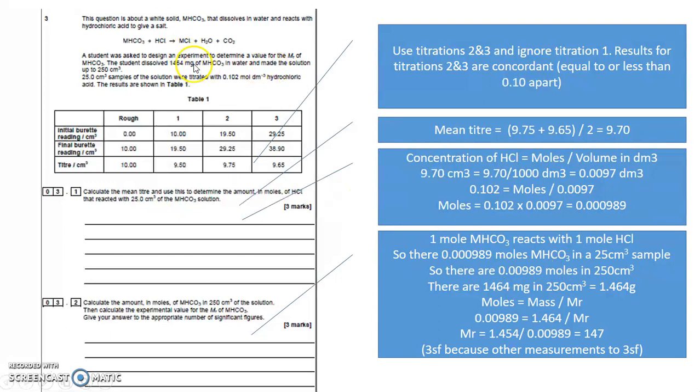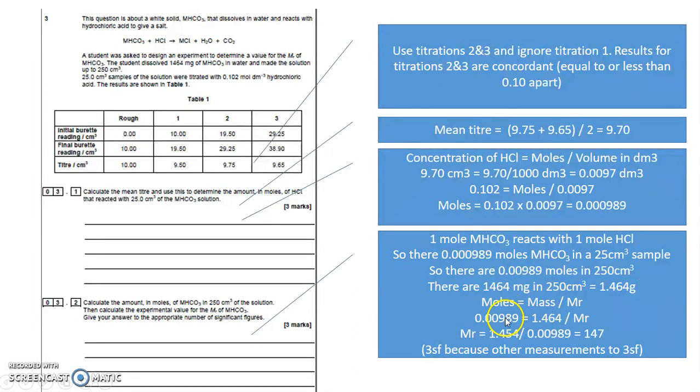What else do I know? Well, I know that I've got 1464 milligrams of the MHCO3 in there. I convert that into grams by dividing by 1,000. Remember, a small unit value into a bigger unit value, you divide by 1,000. I've got 1.464 grams, and now I can use moles is mass in grams divided by Mr.